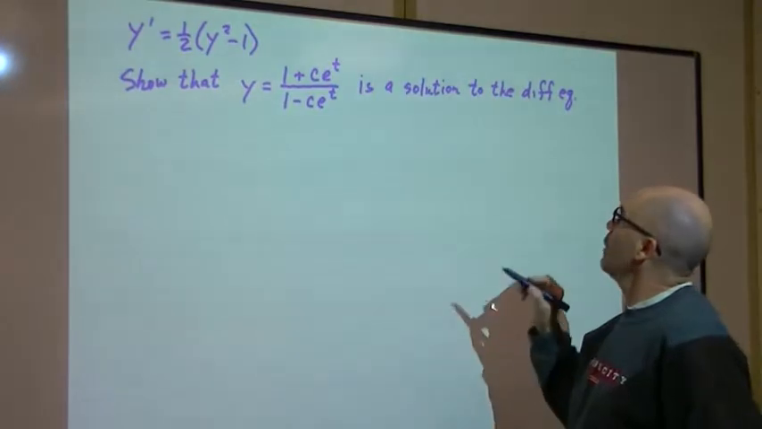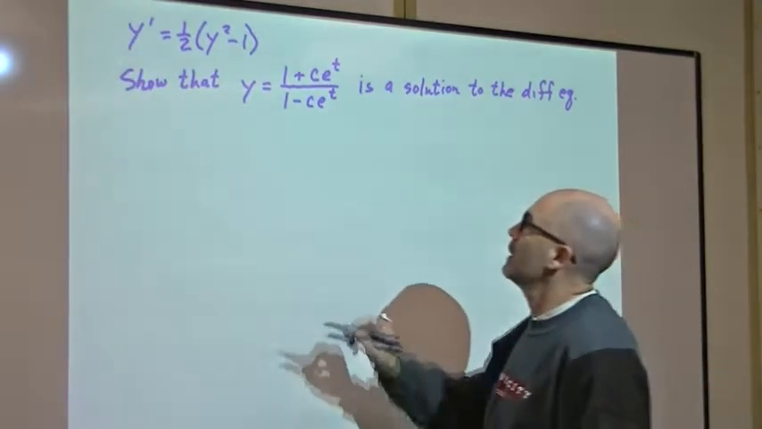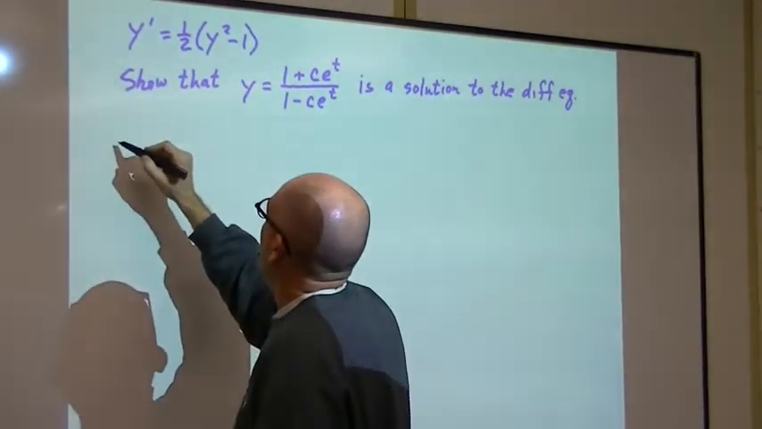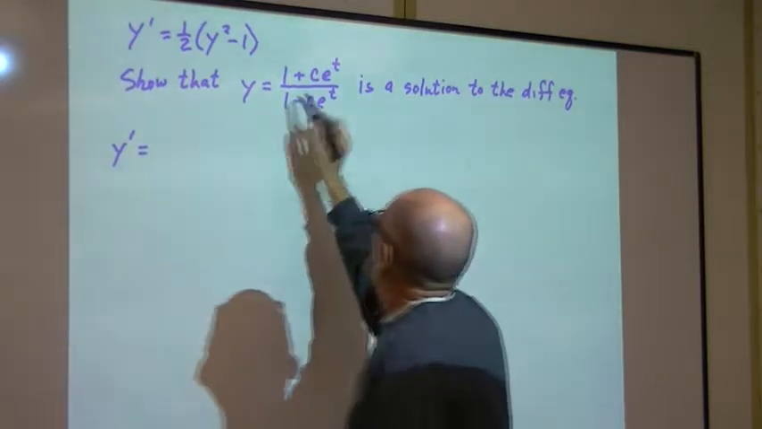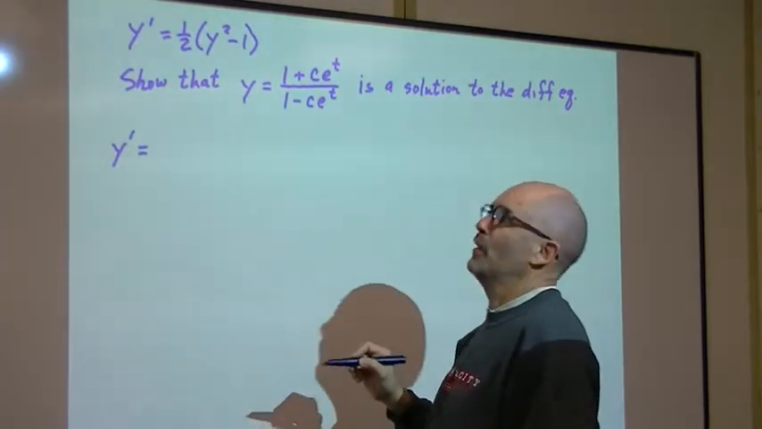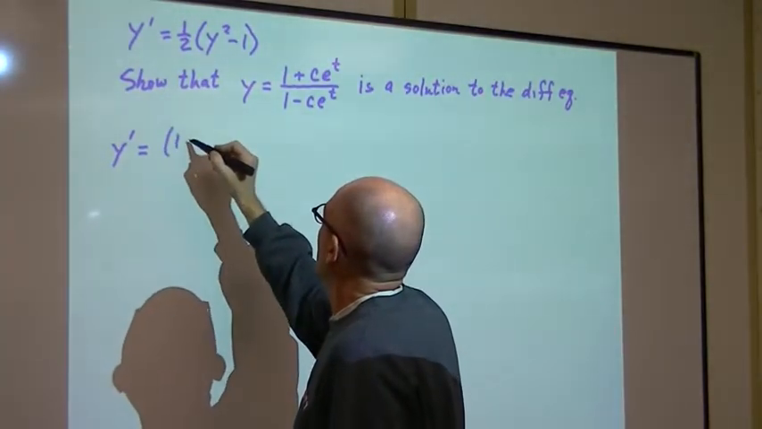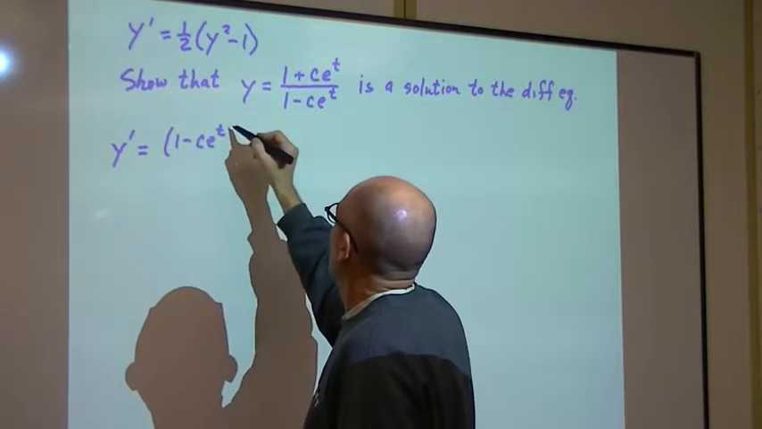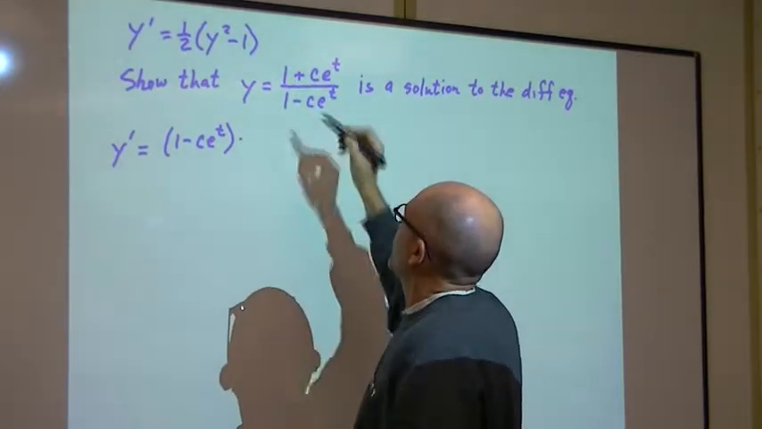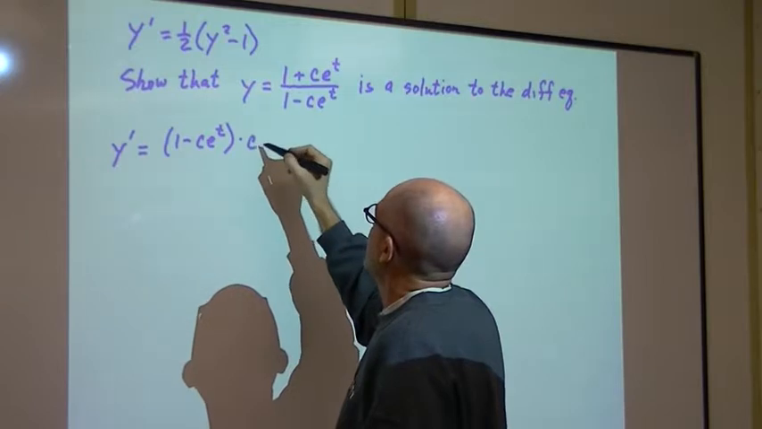Okay, so what we're going to do is first, let's find y prime here, because we're saying y prime equals this. Well, let's show what y prime is. I'm going to have to take the derivative here, so that means I'm taking the quotient rule. Oh no, you forgot the quotient rule. Okay, so it's low d high. Now remember, c is a constant here. The derivative of 1 is 0, so the derivative of ce to the t is just ce to the t.